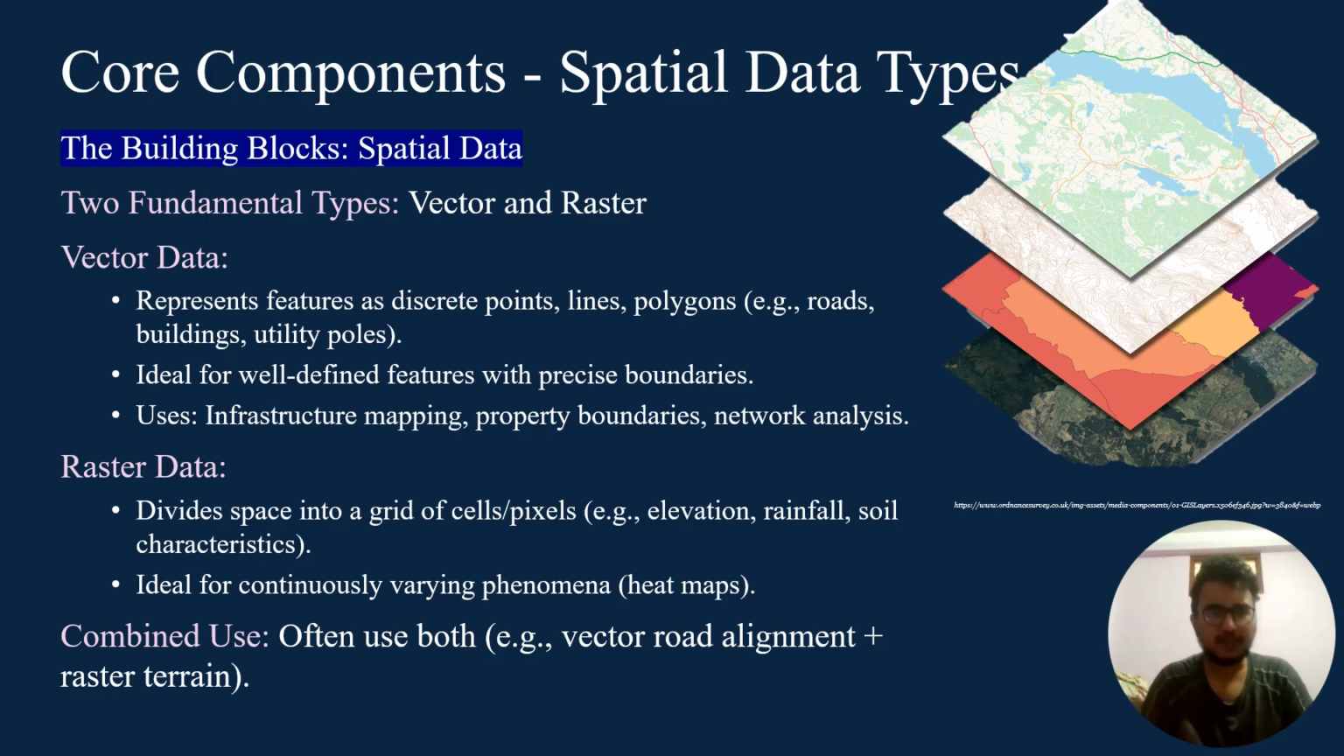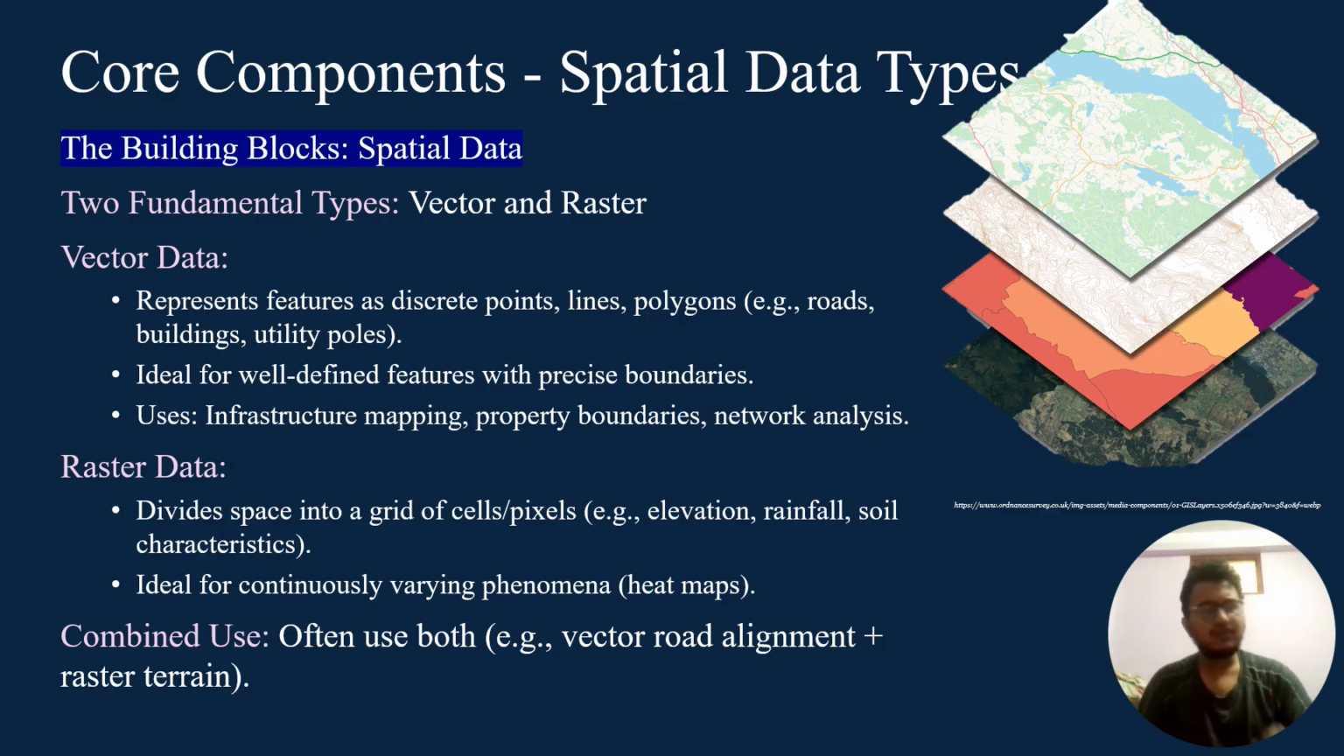So raster data, on the other hand, divides the space into grids or cells or pixels, each cell containing a unique value. This is perfect for representing continuously varying phenomena like elevation, rainfall, or soil characteristics. Raster data gives us those beautiful heat maps showing elevation changes or population density across an area and so on. So in civil engineering projects, we work with both types more often.